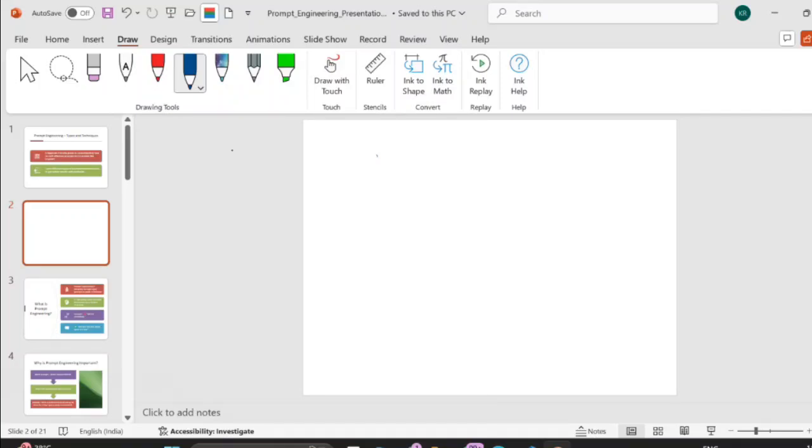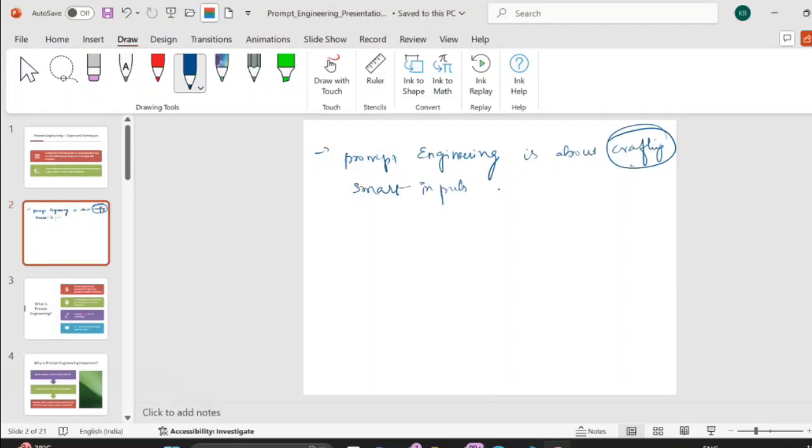So in simple language, we can say prompt engineering is about crafting smart inputs to get desired outputs. Please note this down. We learn about crafting inputs and the desired outputs.